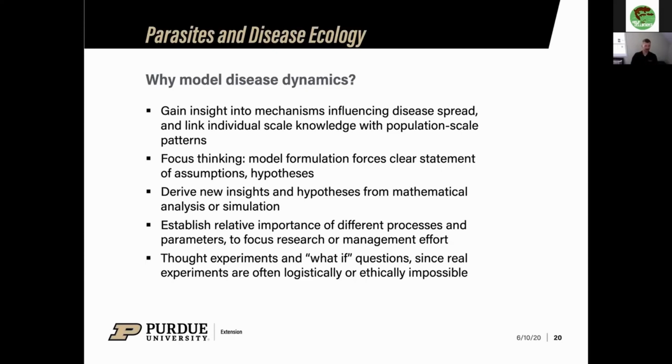And then lastly, in many cases, modeling is all we can do. For some species, including humans, we can't necessarily do experiments. It's either logistically or ethically impossible. So we can use these models as a surrogate for how we think a host-pathogen interaction might play out in nature.